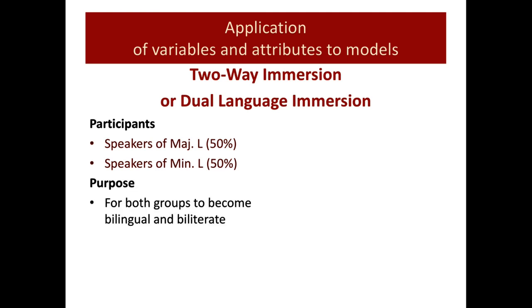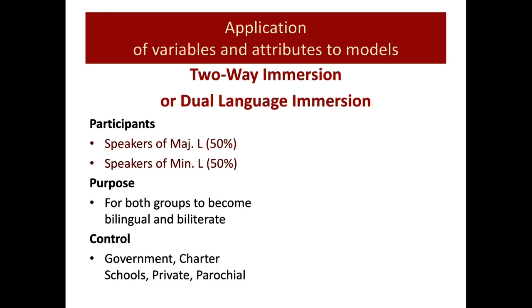So the purpose of these programs, and this is the focus of our course and these modules, is for both groups to become bilingual and biliterate. And these can be governed by the general public education body, the charter schools, or they could be private, they could be parochial. Ideally, participants are integrated most of the time in these programs, and we'll talk about some exceptions in just a moment, but that's the ideal of the model.